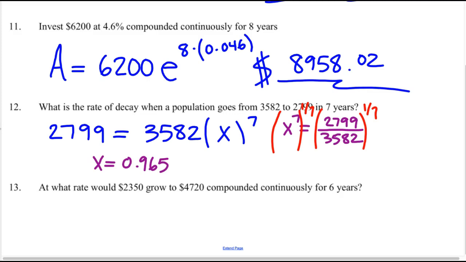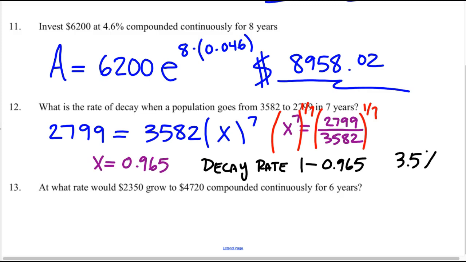So really my decay rate, or my rate of decay, is going to be 1 minus that. So if I chop it off at 0.965, I could say my decay rate would be 3.5%. Okay. Keep on keeping on here.